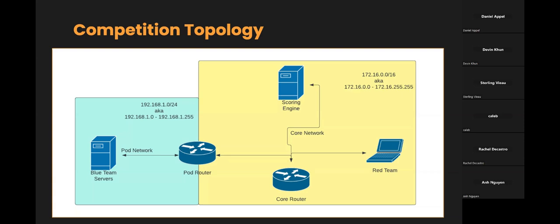But all this stuff in the yellow is completely out of scope. So as a blue team competitor, you don't have access to it. You're not allowed to try to access it. If you do, that's a big violation of the rules. So yeah, you generally don't have to worry about any of this out of scope stuff.